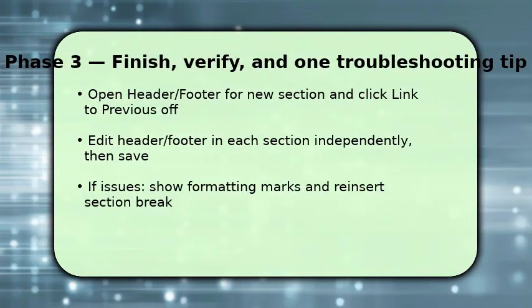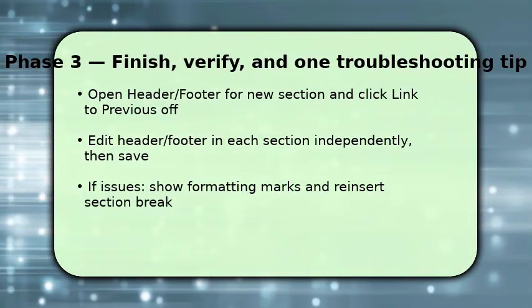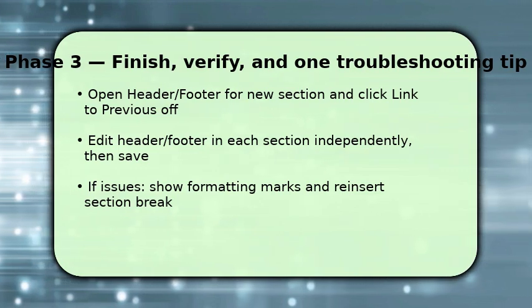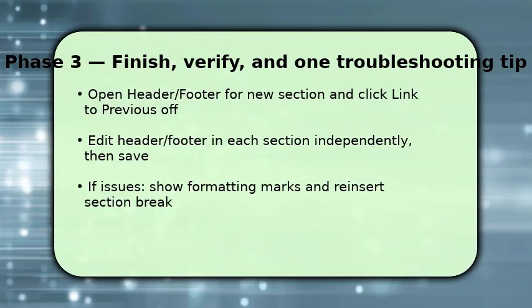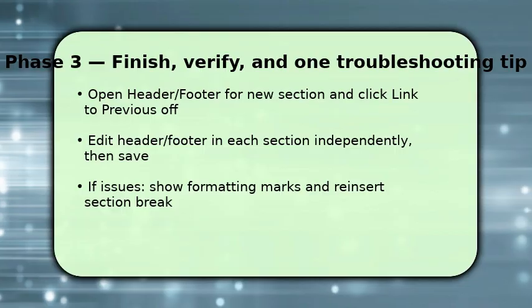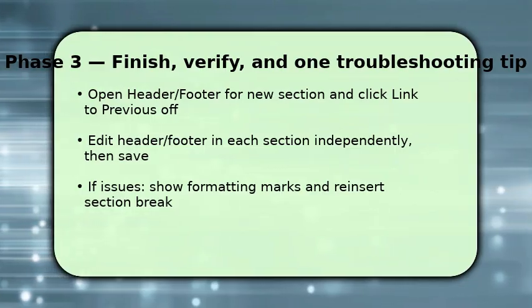Final step, open the header or footer in the new section and click link to previous to turn it off. This severs the connection so you can edit independently. Edit or remove content in each section's header/footer, then save and review the whole document.